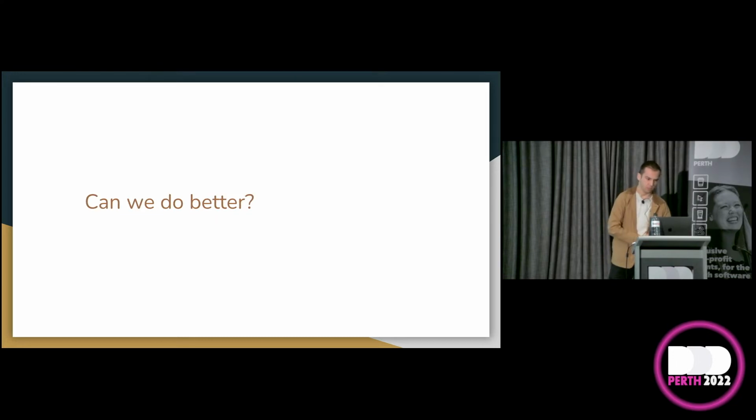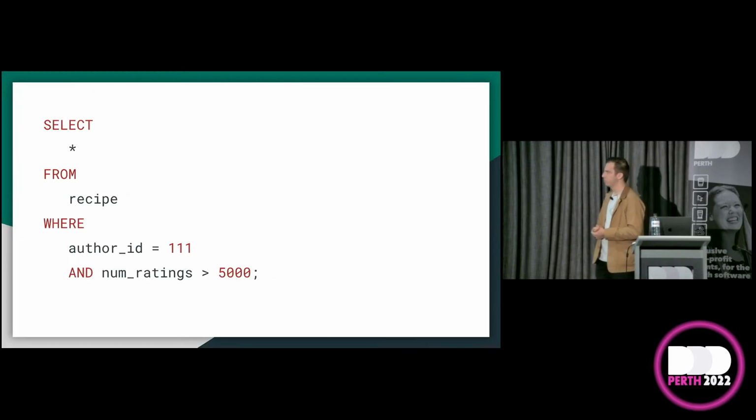Okay. Can we do this a bit better? What do I mean by that? Let's look at this query. First of all, we're selecting everything. Do we need everything? I talked to product, and product's like, no. We just want the recipe ID, please. That's good enough. Sure.